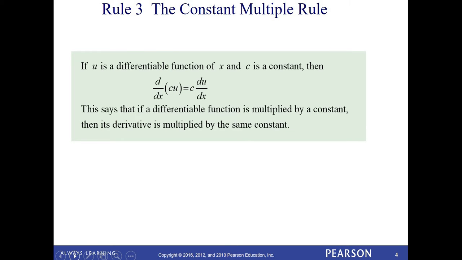That's better. Rule 3, the constant multiple rule. If u is a differentiable function and c is a constant, then the derivative of c times u is the same as c times the derivative. In other words, we can pull the coefficient out in front and just deal with the function itself.